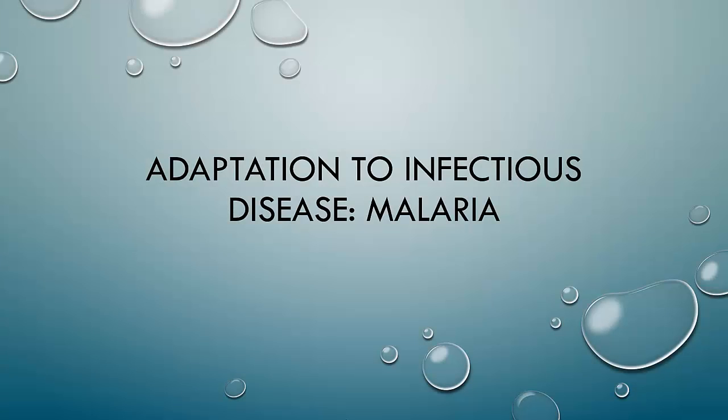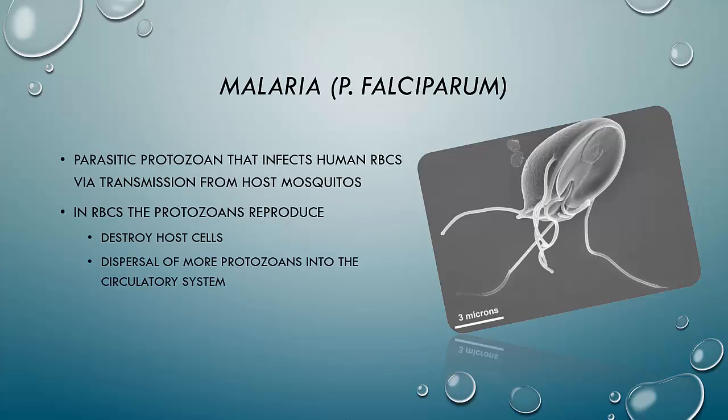All right, this module is going to shift our discussions of adaptations from environments to infectious disease, and we are going to start with talking about malaria. Now, malaria, P. falciparum, is a parasitic protozoan that infects human red blood cells via transmission from host mosquitoes. Within the red blood cells, the protozoan reproduces, and this process results in the destruction of the host cell and dispersal of protozoans into the circulatory system.